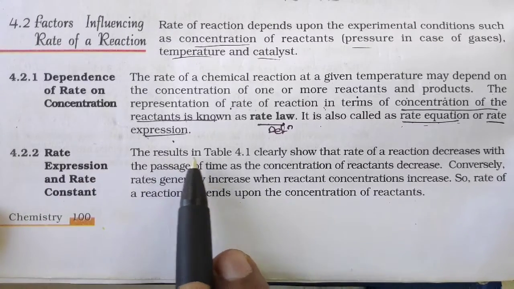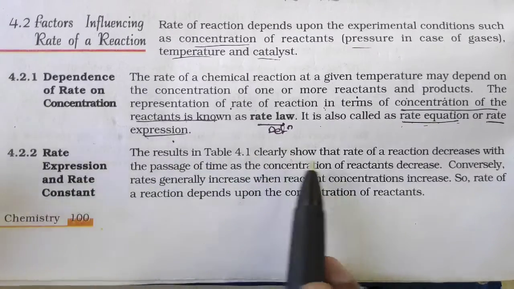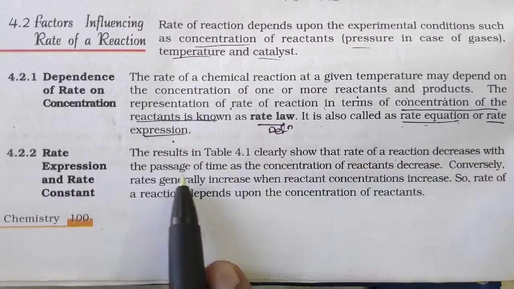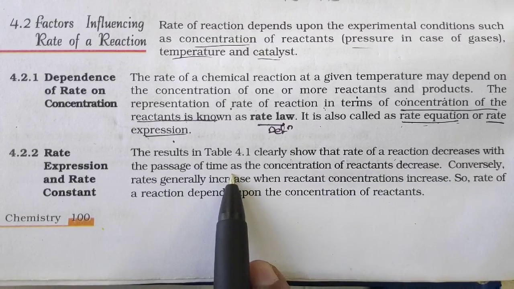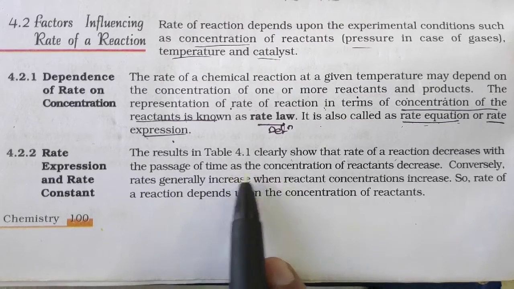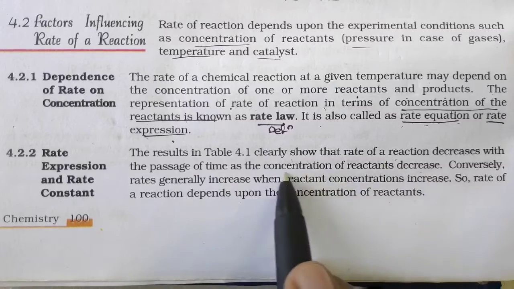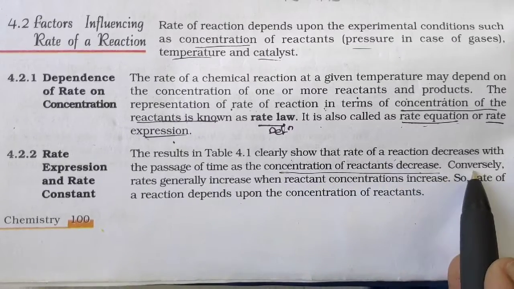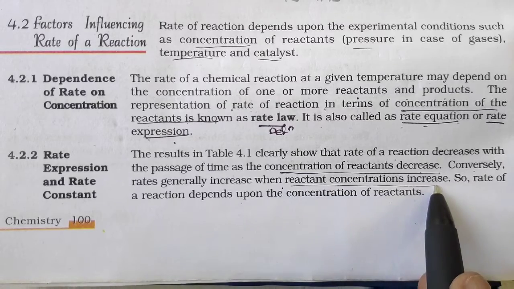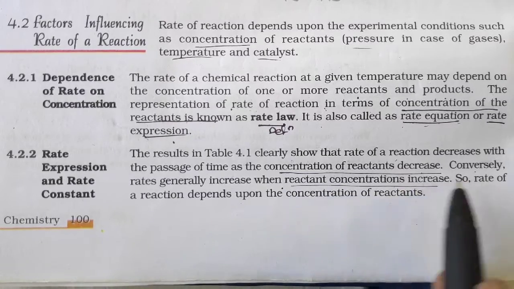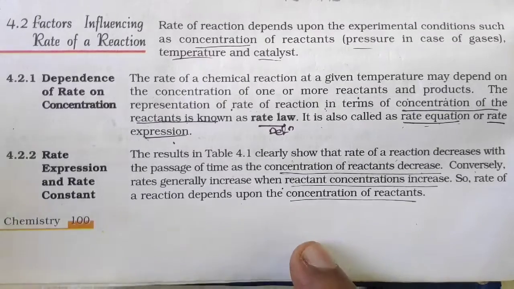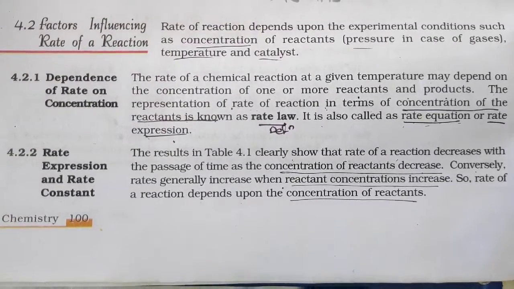Table 4.1 clearly shows, in the example we saw, solved example 4.1, that rate of reaction decreases with the passage of time as the concentration of reactant decreases. This is a very important part. Conversely, rate generally increases when reactant concentration increases. Understood? So this is also very important. So the rate of reaction depends upon the concentration of reactant. We will understand it through an example.